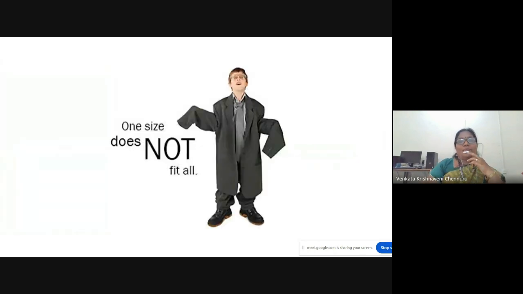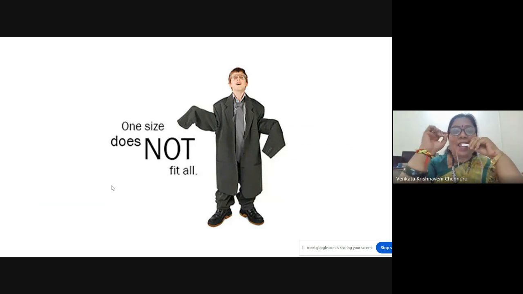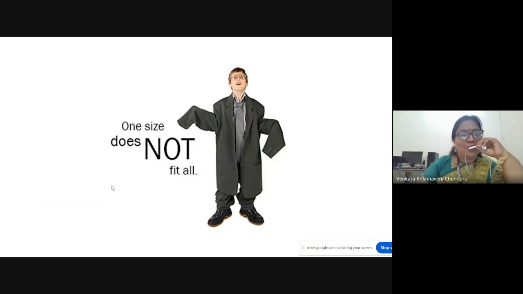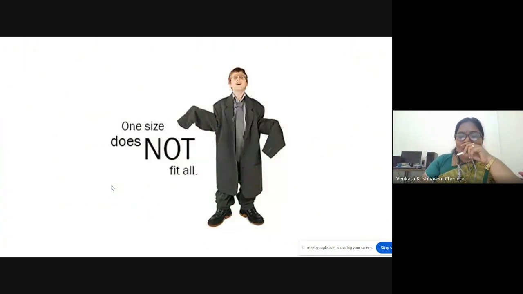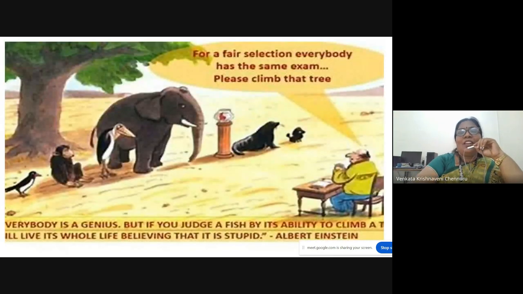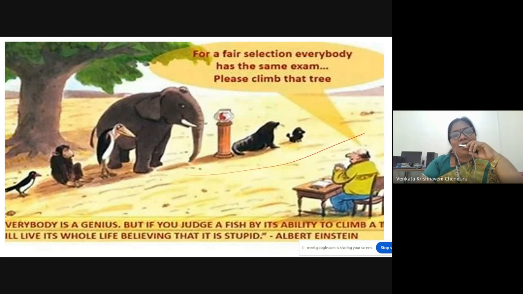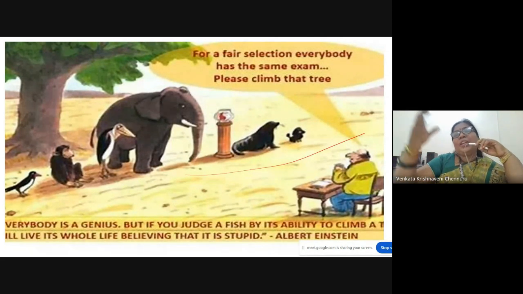The process of encouraging IITs to migrate from their internal peer review system to an appropriate national accreditation system is on the anvil. Next, important, everyone of us who acted as NIRF, IIT, QS coordinator, NAAC coordinator will be very happy with this point, that we all know that one size does not fit all. And for a fair selection, everybody has the same exam. Please climb that tree. All will have 7 criteria. Maybe some metrics have been changed and some marks weightages can be changed. That means a small tree you can climb or a big tree you can climb.